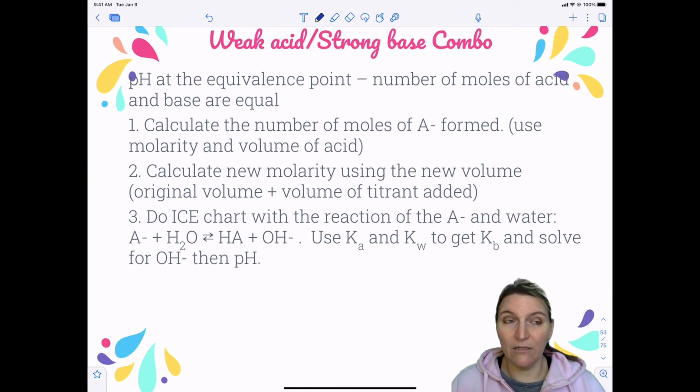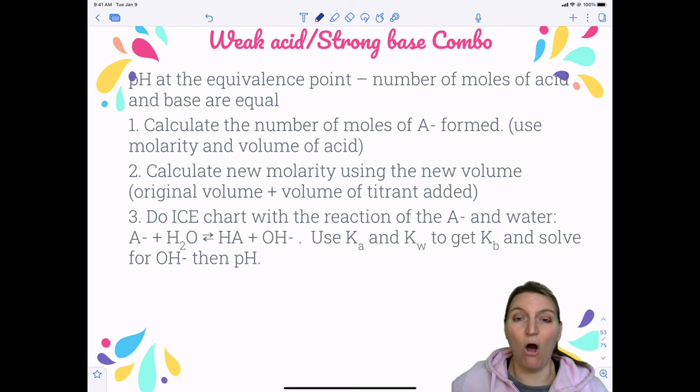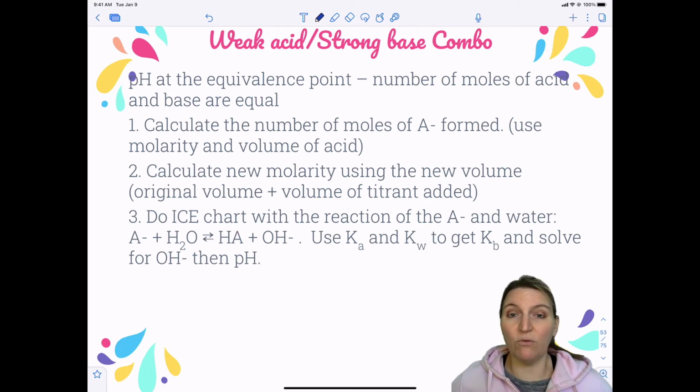The next one that we are doing is the pH at the equivalence point. And this one is tricky because at the equivalence point, we've used up all of the base and all of the acid. All we have left is conjugate base. So that's really what we need to do the problem with.